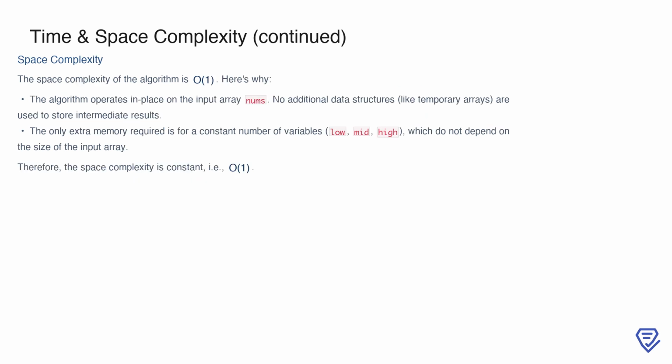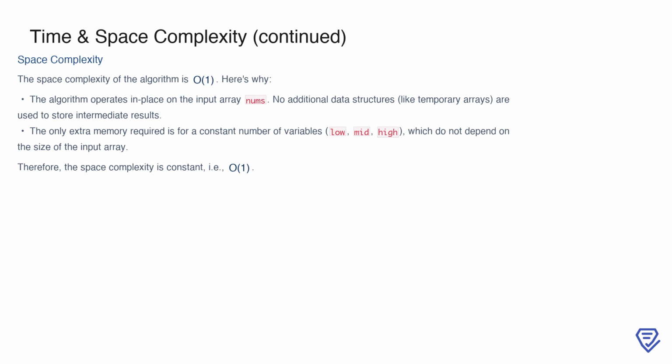The space complexity of the algorithm is O(1), as it operates directly on the input array without requiring additional data structures. This is achieved by sorting the array in place, meaning no extra memory is allocated for temporary arrays or intermediate results. The only additional variables used are low, mid, and high, whose count does not scale with the size of the input array.